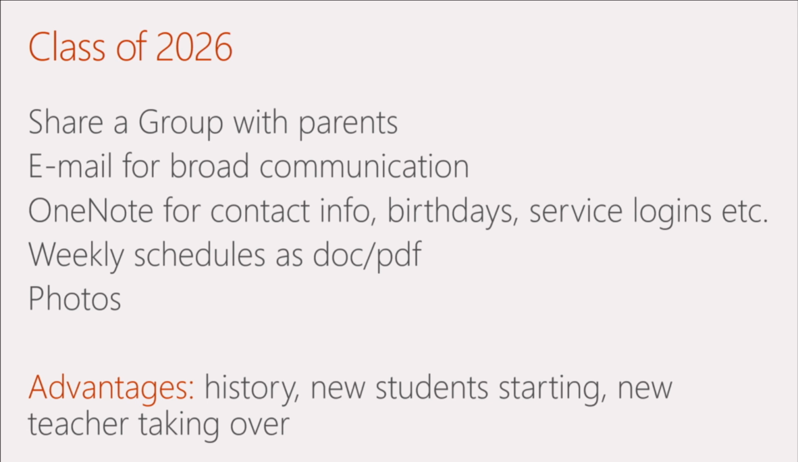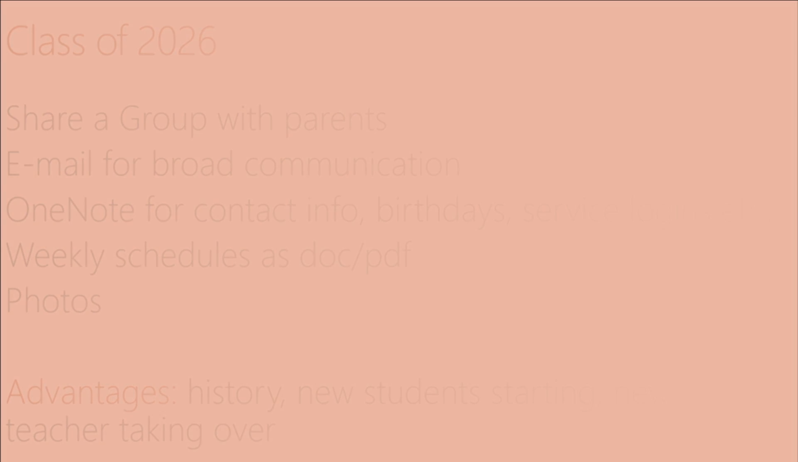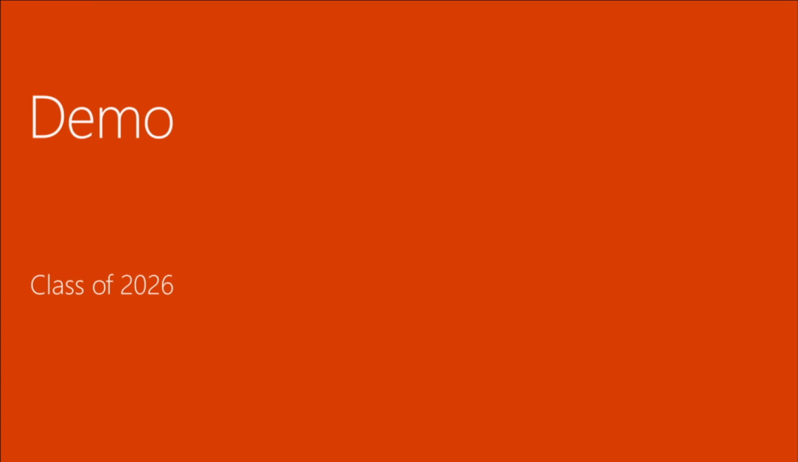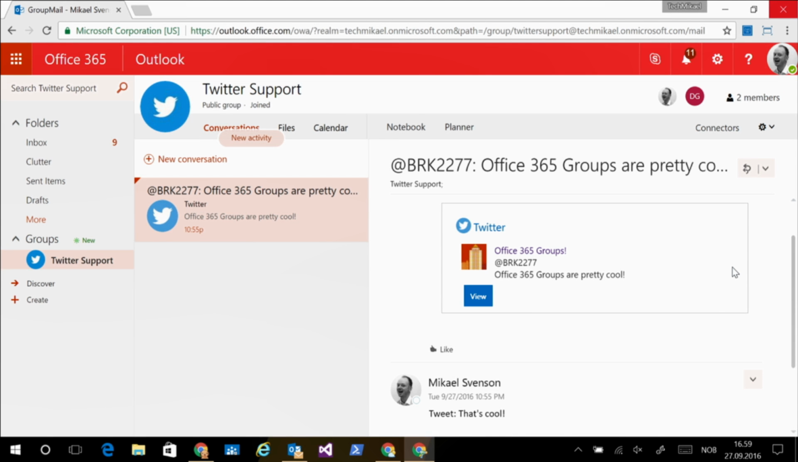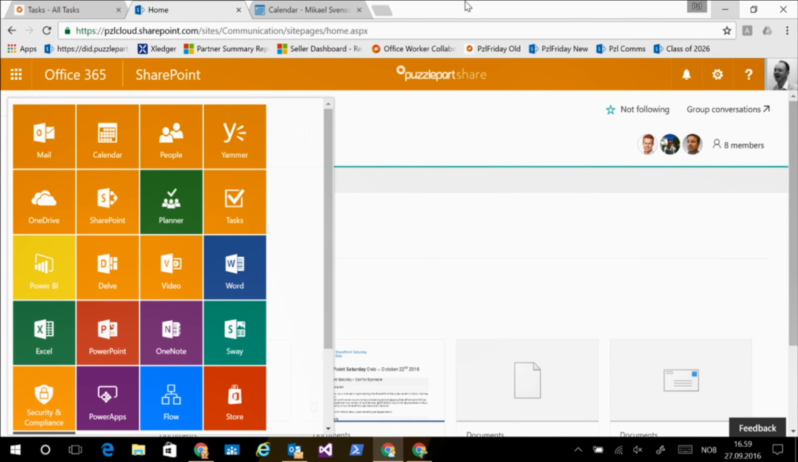And the advantage, if this is possible, right, to have a group for 10 years is, I mean, you have history. That means if new students come in, they can see what's been going on. If a new teacher takes over the class, they can say, well, who was in the class last year? So you have the full history. So let's do a demo on this one. Okay, let's close this. If I go to my Class of 2026.